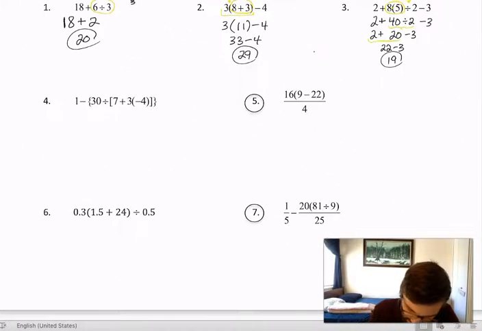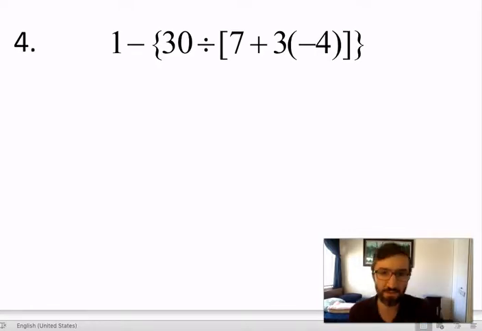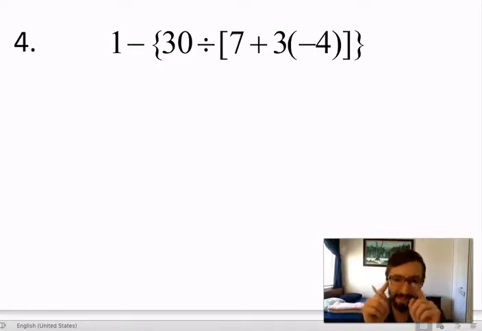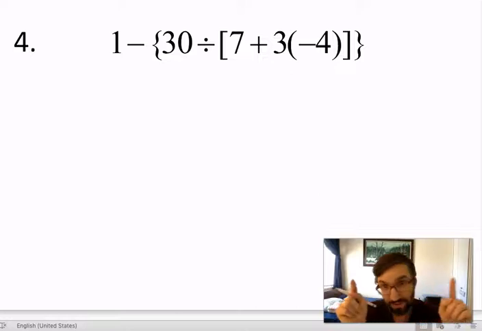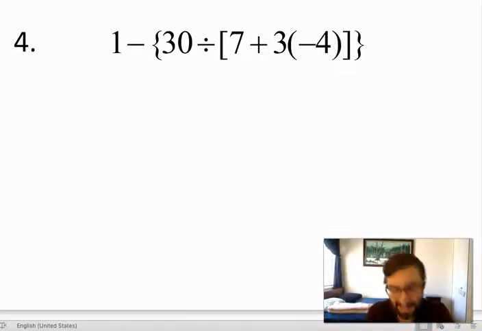All right, let's look at number 4. Number 4 goes crazy on us with a bunch of different grouping symbols. We're going to start on the inside and work outwards. So we'll start way on the inside, and let me maybe highlight these so you can tell which one's which.